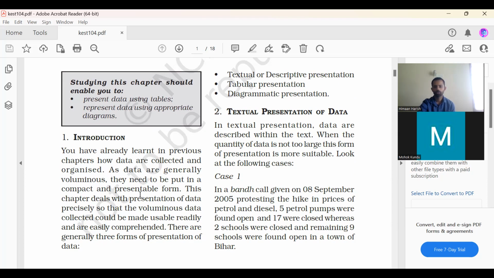So in the PowerPoint presentation, we displayed histograms, bar diagrams, pie diagrams, ogives as well, which are the different forms of presentation of data. So first we will look at the textual presentation of data. In textual presentation, data are described within the text. When the quantity of data is not too large, this form of presentation is more suitable. Look at the following cases.